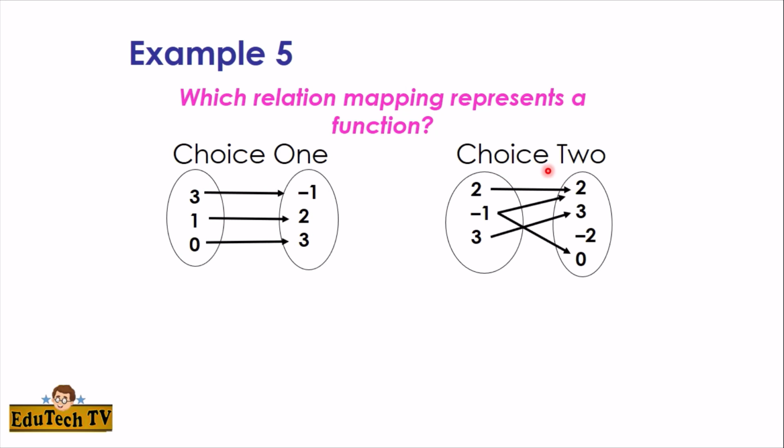So, sa choice 2, yung input na 2, meron siyang output na 2. But, in -1, meron siyang dalawang output, which are 2, and we have also 0. So, ibig sabihin, naulit yung -1 dito. Okay? So, pagka naulit yung input natin, it is not a function. Okay? So, therefore, choice 1 represents a function.